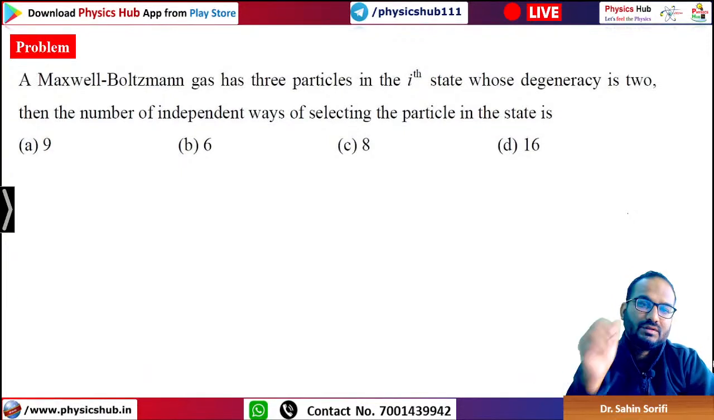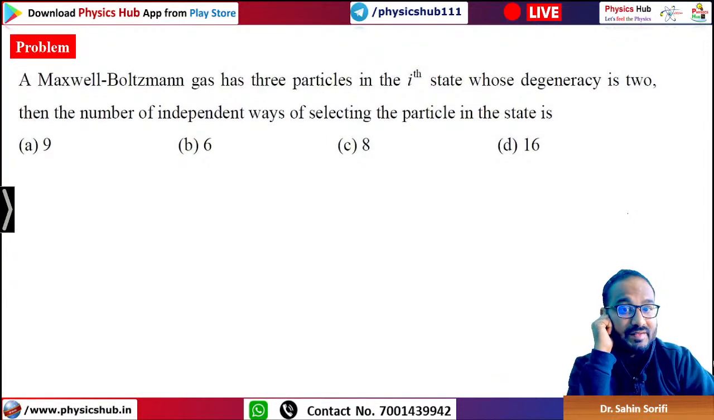Let's go solve this problem. A Maxwell-Boltzmann gas has 3 particles in the ith state whose degeneracy is 2. Then the number of independent ways of selecting the particles in that state is.